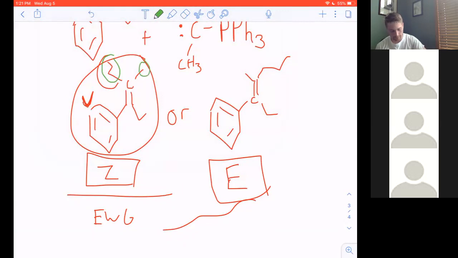The largest group on this side, so this one, remember for determining E or Z, you'll just go one carbon out. This one is a primary. This one is a secondary, or tertiary even, because it has the double bond. What that means is that this is the larger group on this side. For those to be on the same side for Z, it would be right here. So they'd be on the same side.